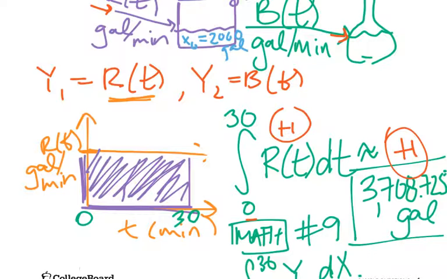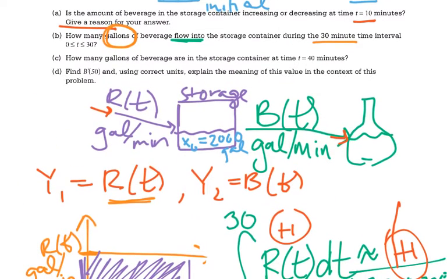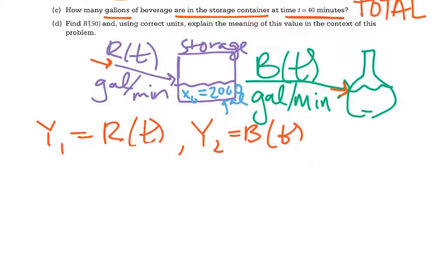Okay, so now let's look at C. C asks how many gallons of beverage are in the container at t equals 40. So not how many have flowed in, how many are there total. So gallons are in the storage container at t equals 40, and I'm going to put that this is asking for a total. Since we're asking for the total or overall, we will have to consider the initial amount that was there. So let's clear our screen really quickly so we can work on C.